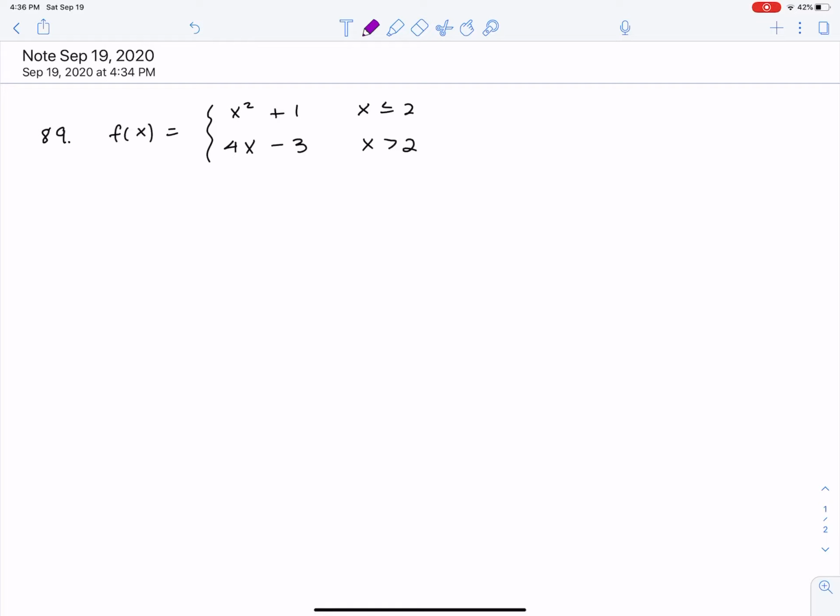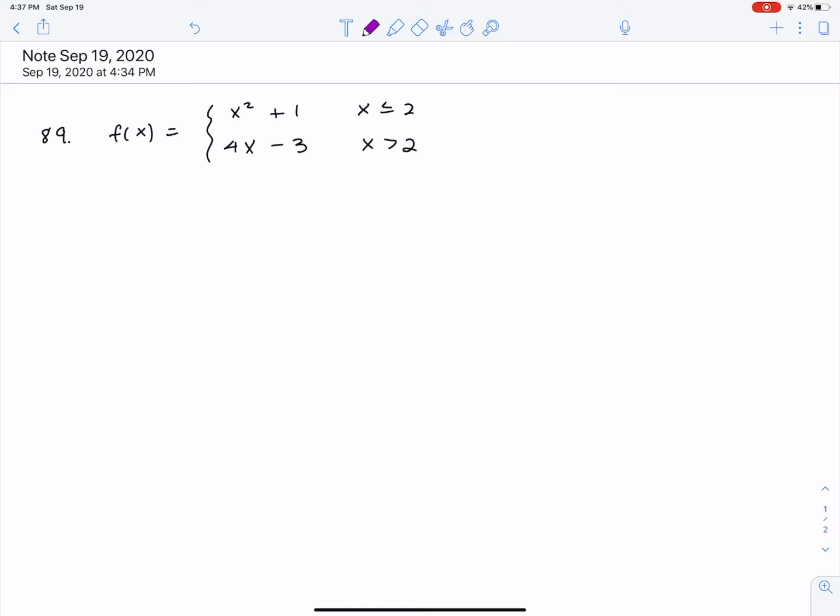Now, just a quick note, one of the things that you might want to do, and I've already done this, is check that this thing's continuous at 2. The only reason I say that is checking the continuity at 2 is really quick, because both of the functions themselves are continuous everywhere. It's really easy to plug in 2 to both of these equations. If I plug into the top equation, I get 4 plus 1, or 5. I plug into the bottom one, I get 8 minus 3, which is 5.